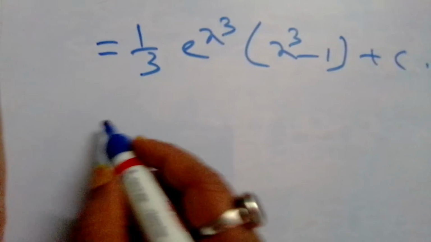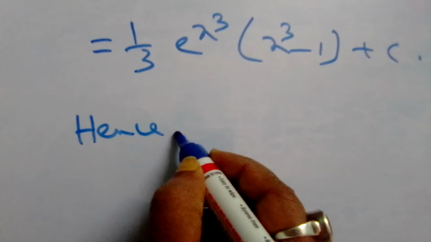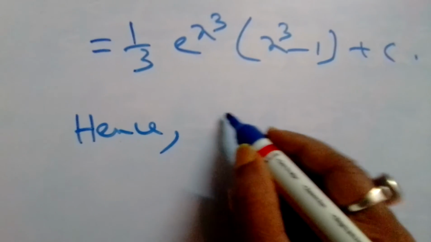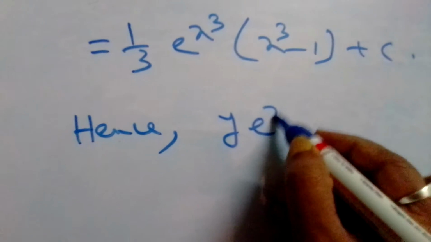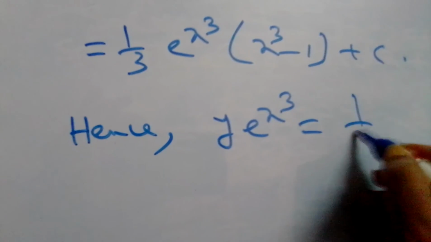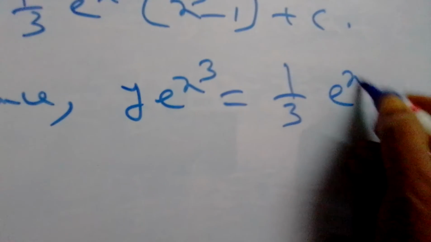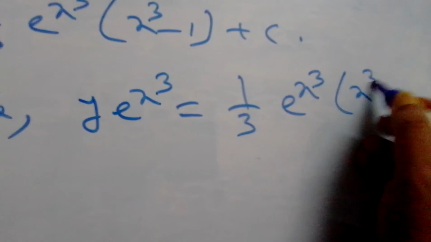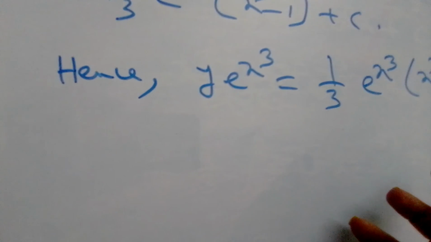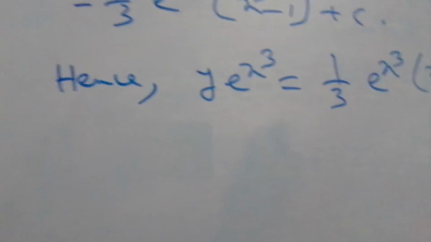C is the constant of integration, and hence we can say that y e to the power x cube is equal to 1/3 e to the power x cube into (x cube minus 1) plus c. We are getting the final result. Now we are doing another problem.